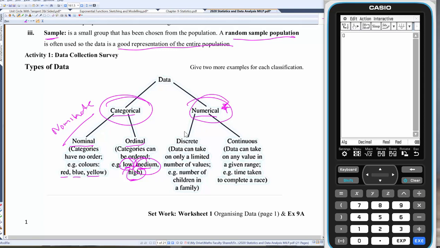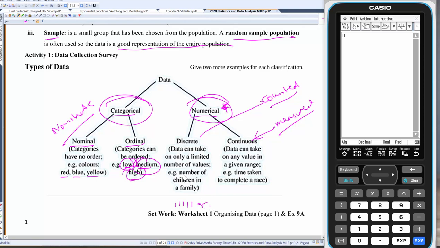So now on to numerical data, and that can be split into what we call discrete or continuous. Okay, now the way to think about discrete, I always think about it as this stuff is counted. Okay, whereas continuous is measured. All right, so examples of discrete data is number of children in your family. You'd be like, okay, there's mum, there's dad, there's brother, there's sister, and there's me. That's 5. Okay, so you'd count it.